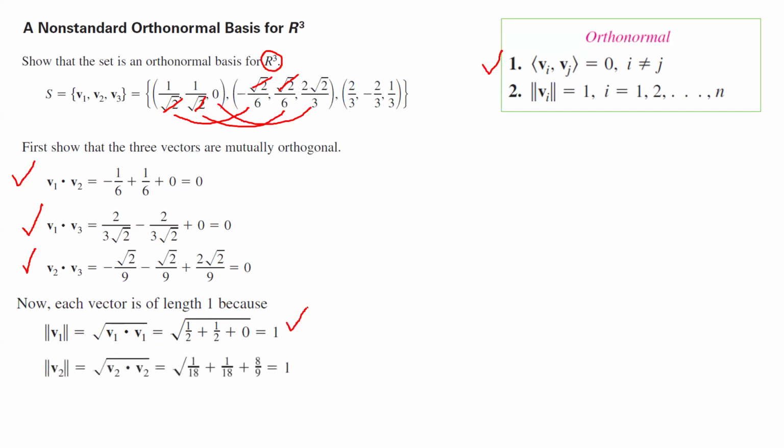What about V2? The same process. Here you have square root of V2 dot V2, which is 1 over 18 plus 1 over 18 plus 8 over 9. If you take a common denominator between them and then take the square root, it becomes 1. Simple algebra, everybody. And then the magnitude of the third vector is the square root of the dot product between V3 and V3. We are just raising each component to the second power: 4/9, plus 4/9, plus 1/9, which is 1 again. So these two conditions are met.